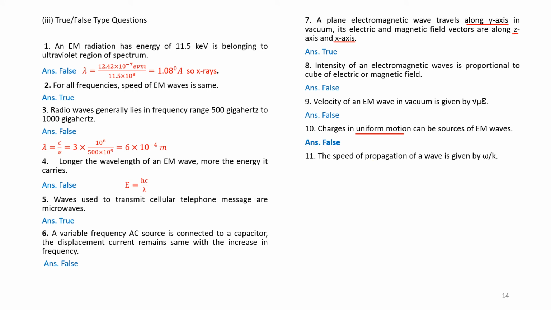Question number 11. The speed of propagation of a wave is given by omega over k. It is true. Question number 12. The frequency of an electromagnetic wave is greater than the oscillation of the charge. It is false.